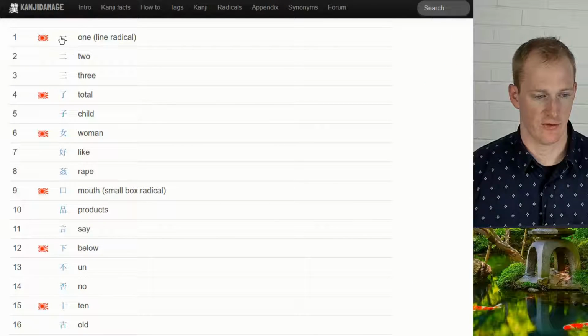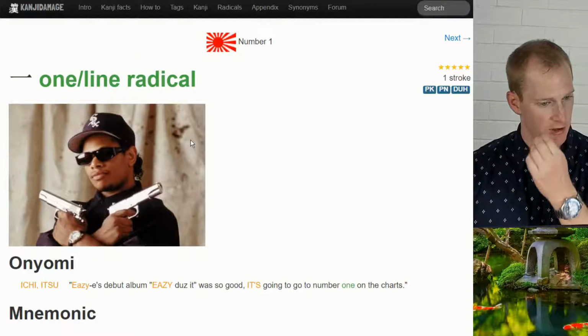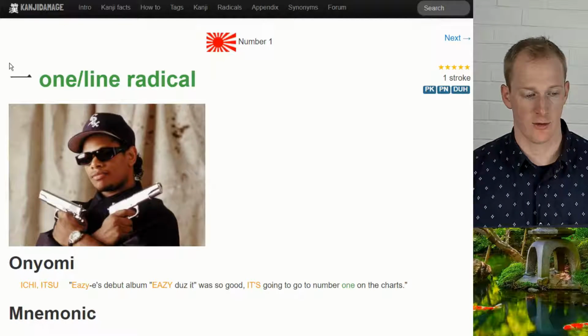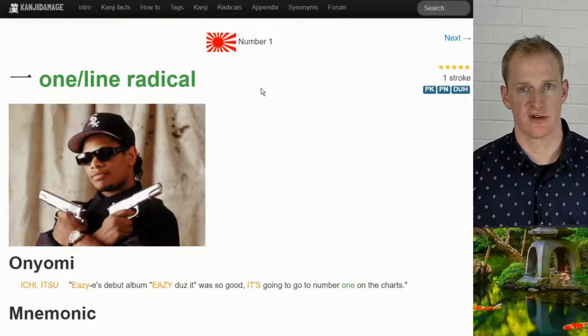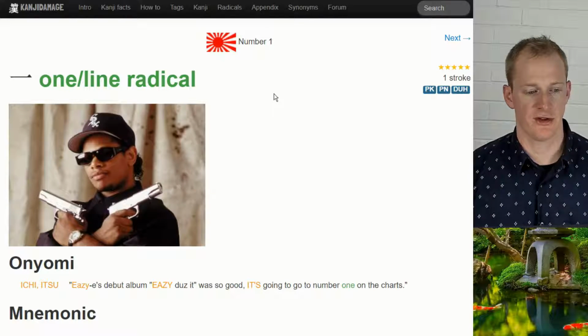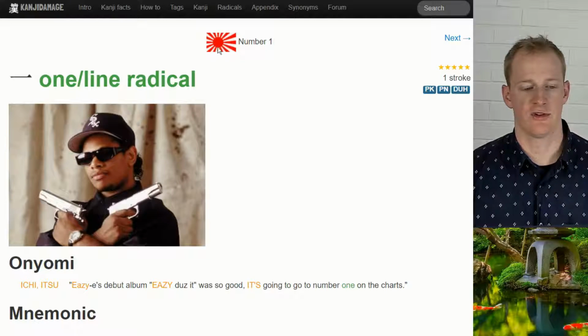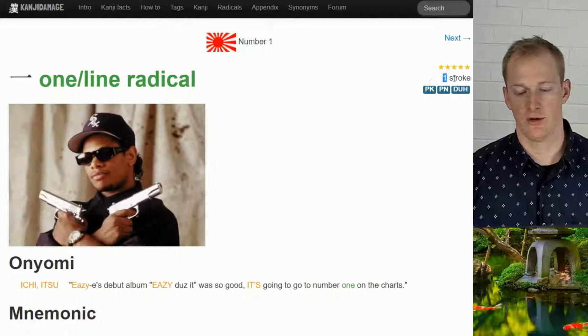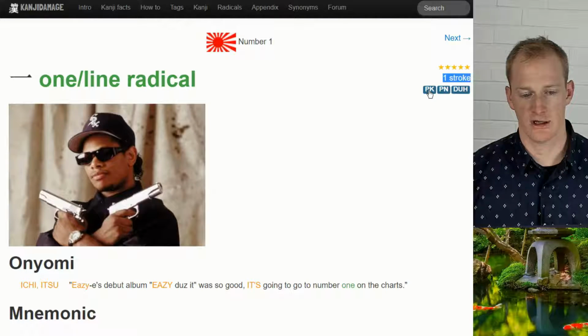All right, and we see that this is the list. So we go to the first one. Now this is not really that surprising, to be honest, that 1 is the first kanji. Pretty much every kanji program ever done has done it. But we'll see that we've got our flag, which is telling us that it's a new one. It's obviously number 1. We see it's 1 stroke, and again we can click on these tags.